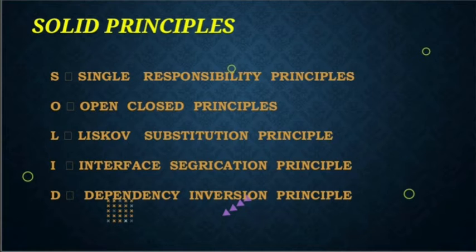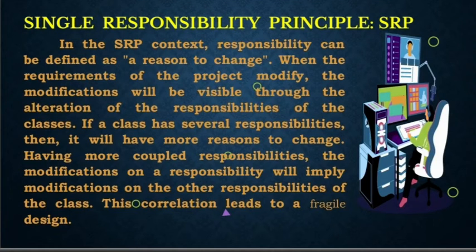Then next we are going to see about the abbreviation for SOLID principles. In this, the S stands for single responsibility principle, the O stands for open closed principle, L stands for Liskov substitution principle, I stands for interface segregation principle, and D stands for dependency inversion principle. Let us see them one by one briefly.